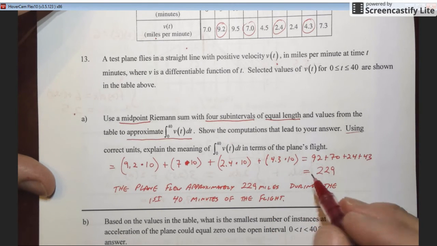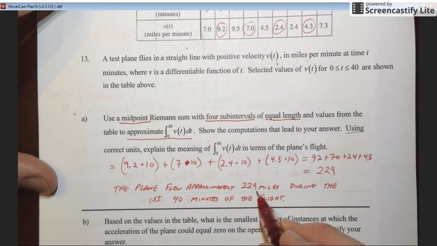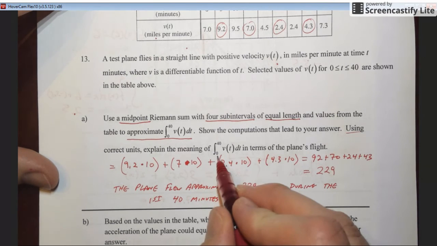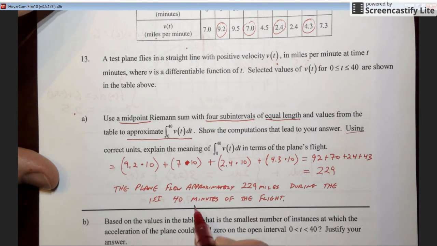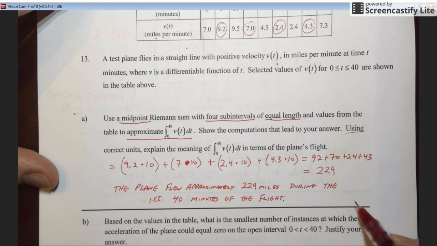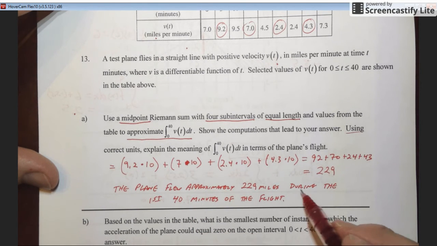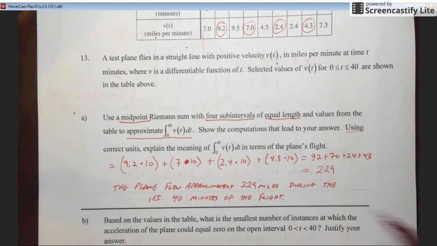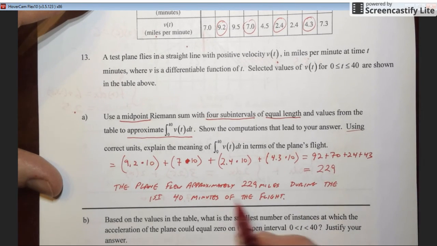Okay, it's important to, yeah, it flew 229 miles, but when? Well, from time t equals 0 to t equals 40. We have to mention the time interval, those first 40 minutes. Could have also said during time t, from time t equals 0 to time t equals 40. That would give us the same answer, but this is just saying it in English.